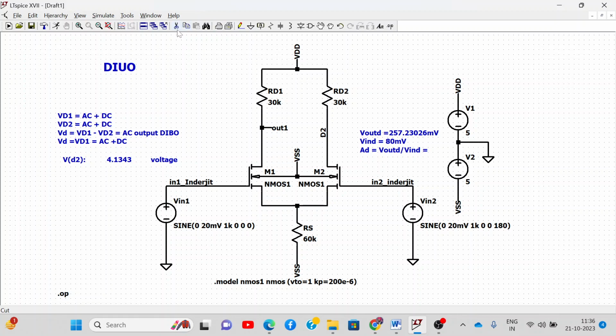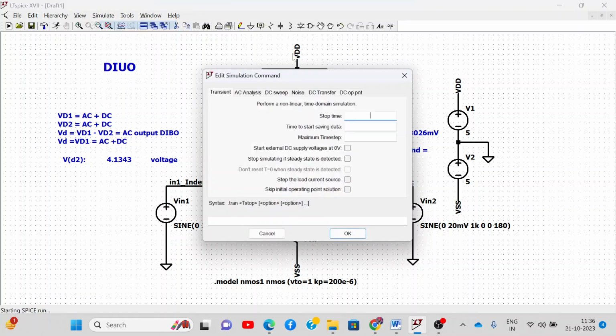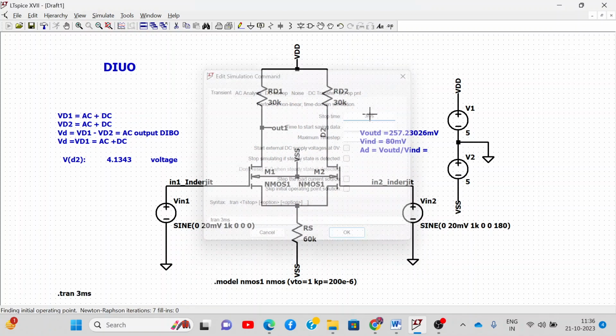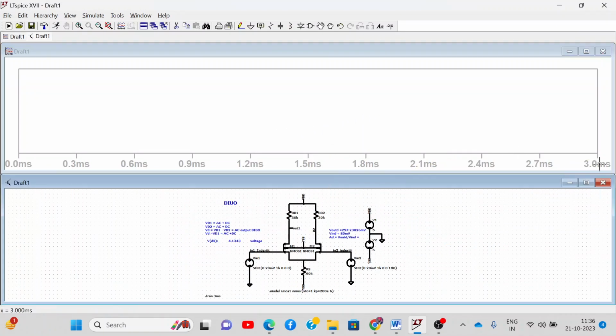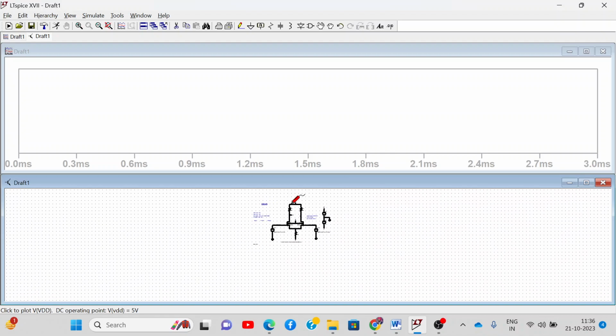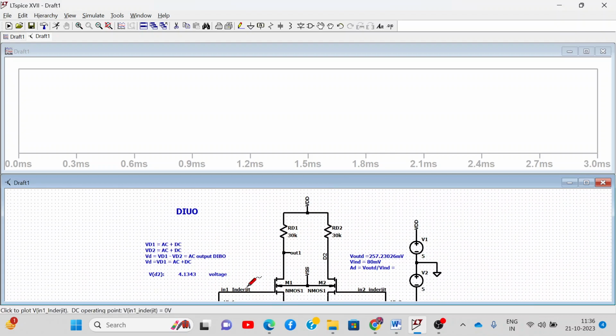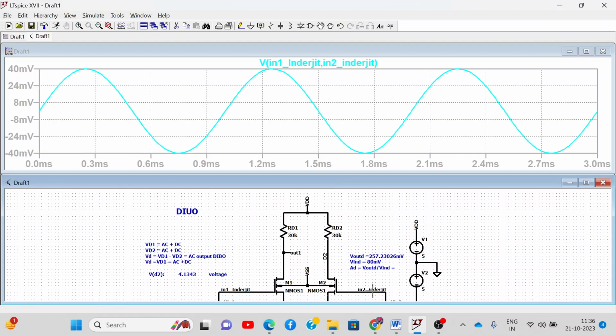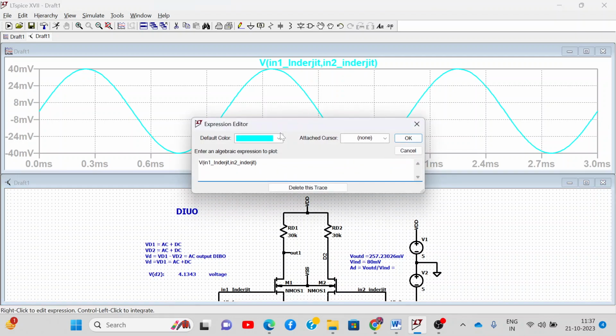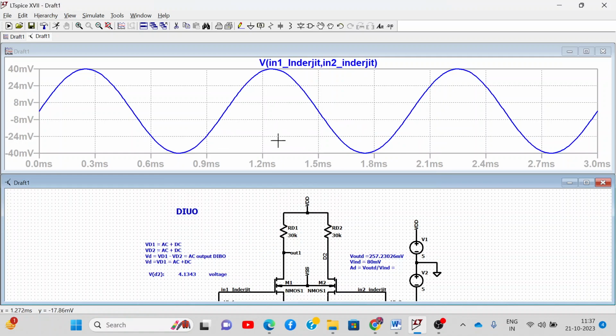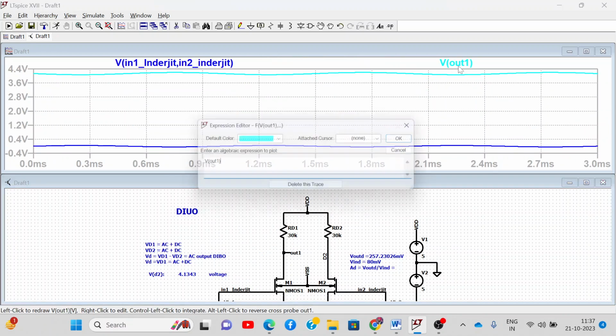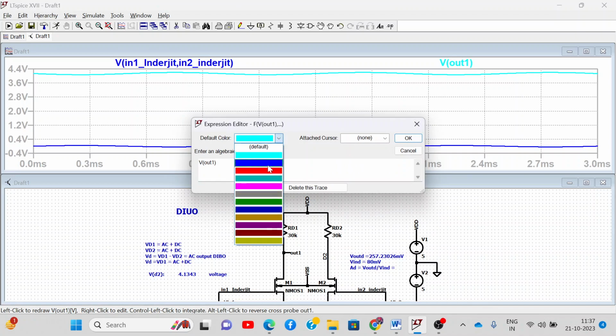Now again go to the dot tran, simulate it again and give over here 3 milliseconds. So you got the output waveform, right? Now what you need to do is plot the input. So I'm plotting directly the input, differential input. So this color I'll keep dark. Okay. Now if I plot the output, I'll plot the output over here. Now it's coming like this, right? This is not correct. I mean, this is not the way we expected.